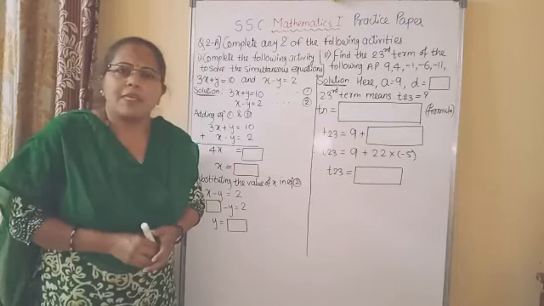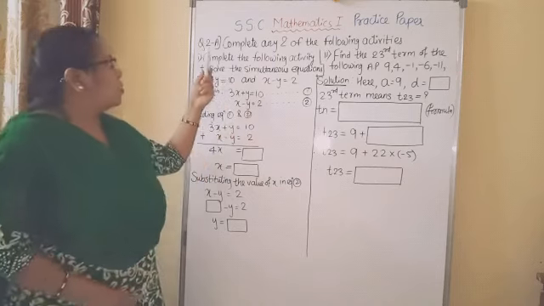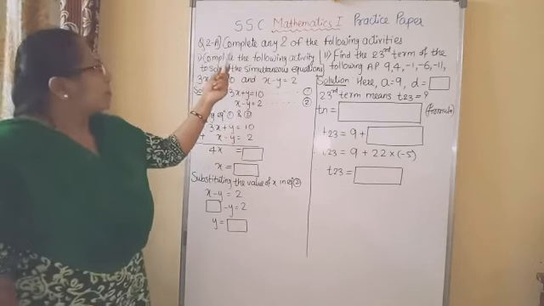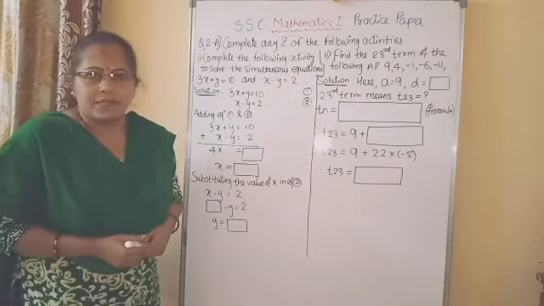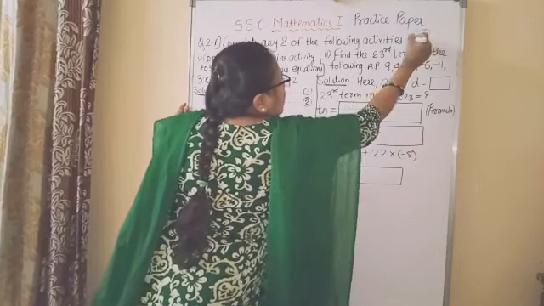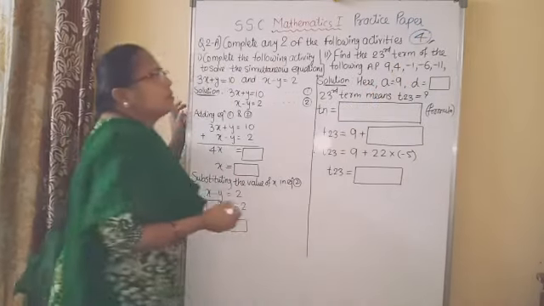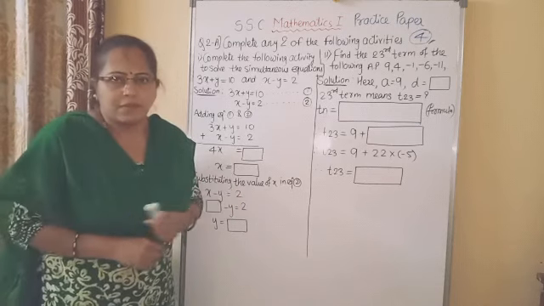Solved question number 1A, question number 1B. Now question number 2A. Complete any two of the following activities. Now this question carries 4 marks. That means we have to complete any 2 activities, so 2 marks for each activity.